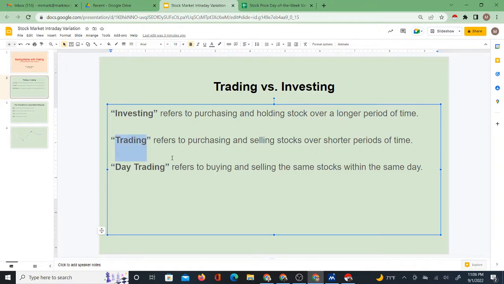Trading, on the other hand, refers to purchasing and selling stocks over shorter periods of time. So that could be a period of days, or some might even consider it to be over a period of weeks. But basically, it's purchasing and selling, right, over shorter periods of time. Now, day trading specifically refers to buying and selling the same stocks within the same day. And the purpose of doing this is to maximize profit in a shorter period of time, right? Trying to make more profit, more return in a shorter time within that same day, right? And that's pretty much the same point of doing trading as well.